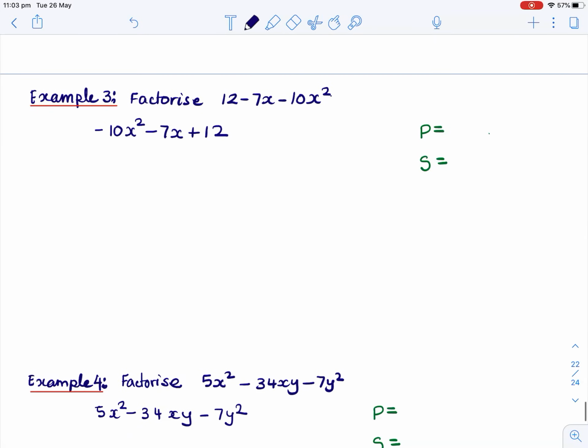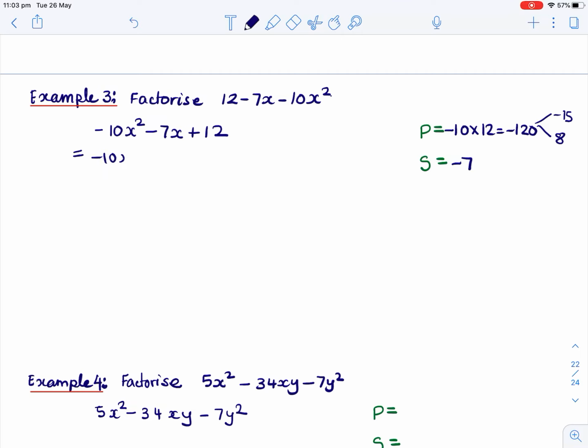Example 3. 12 minus 7x minus 10x squared. Now first you write in the form of ax squared plus bx plus c. So if I write in that form, it's negative 10x squared minus 7x plus 12. Product is a times c, which is negative 10 times 12, which is negative 120. Sum is b, which is negative 7. Now, negative 15 times 8 gives you negative 120, and when added together, that gives you negative 7.